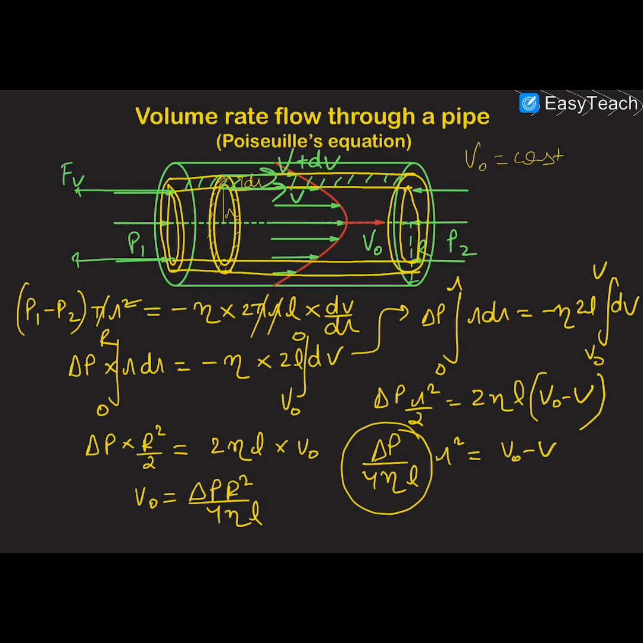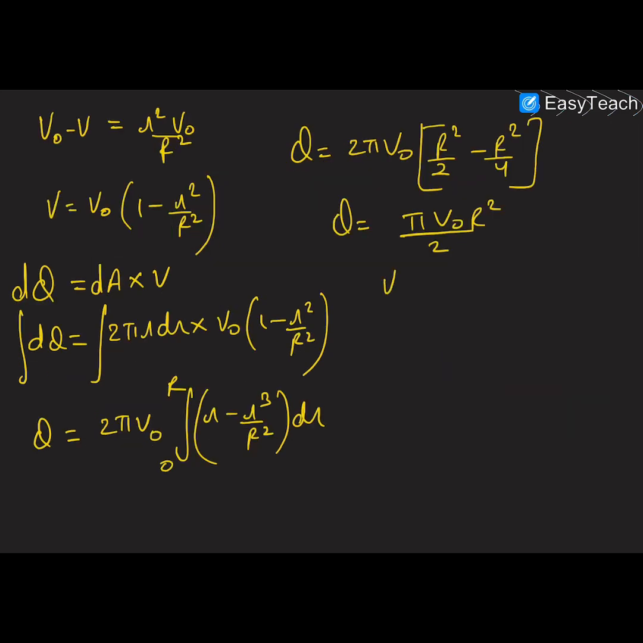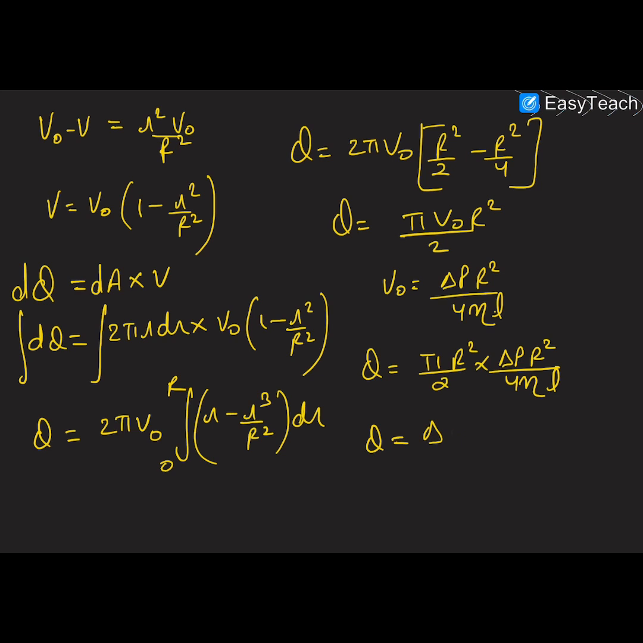Now let us substitute the value of v0. v0 is delta P R square by 4 eta L. So Q will be equal to pi R square by 2 into delta P R square by 4 eta L. So Q will be equal to delta P pi R to the power 4 by 8 eta L. This is the required formula of volume rate flow through a pipe in laminar flow.